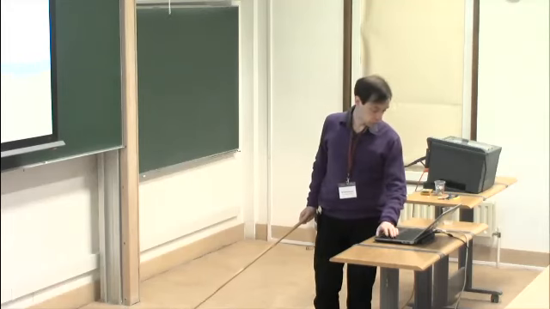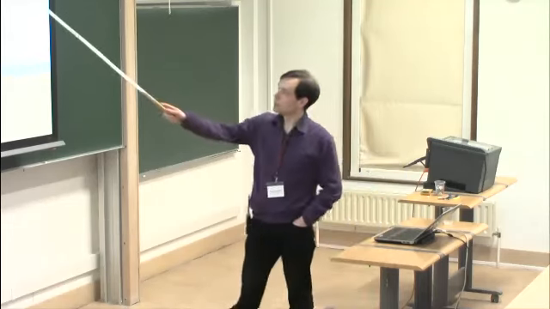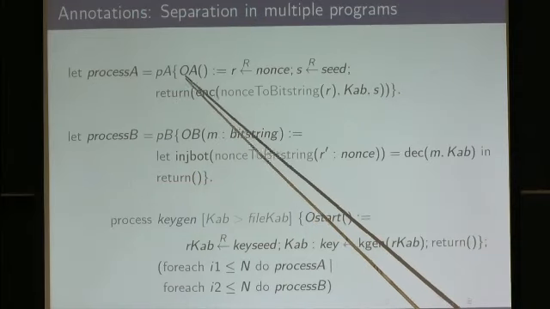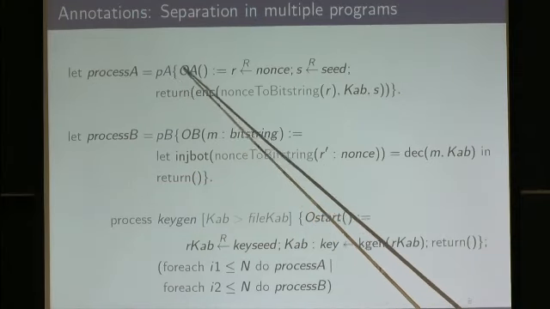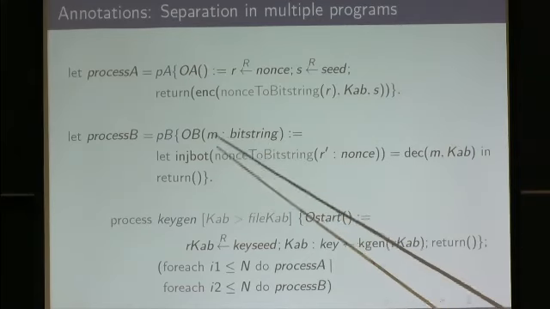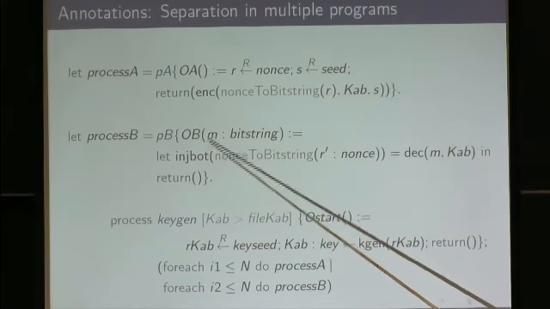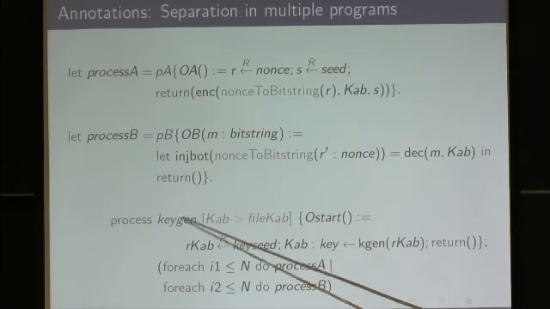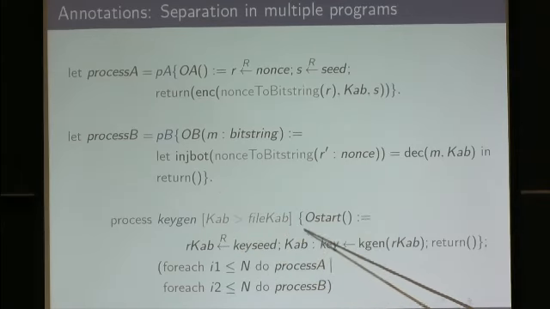So to show that, you annotate your processes with here PA. So it's the beginning of the program for A that continues until here. And similarly for B, you start the program here and it ends here. And the key generation program starts here and ends here. Okay?